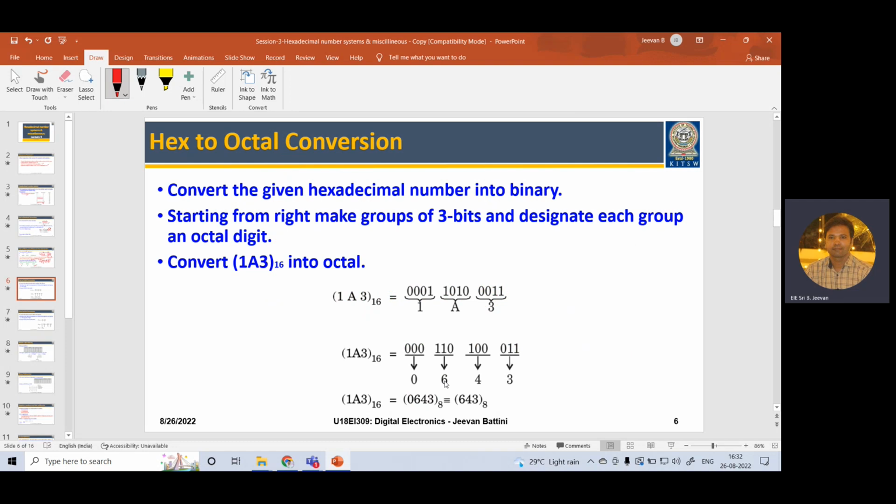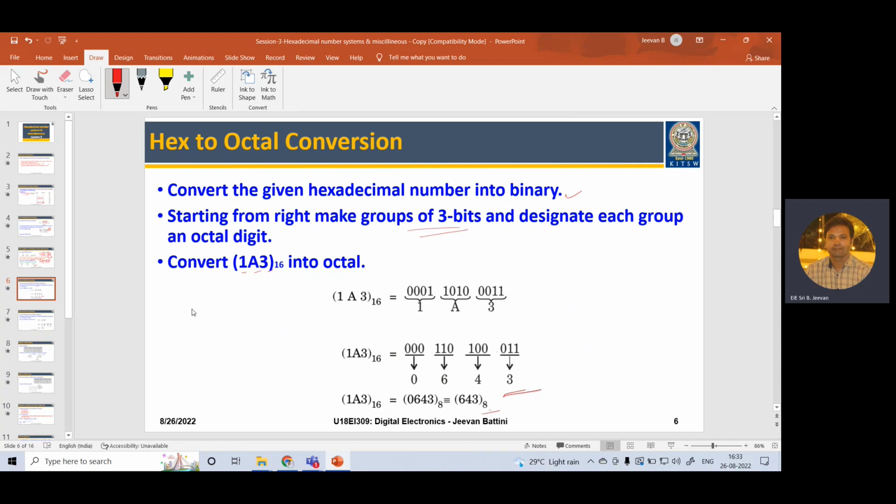Then hexa to octal is also very simple. First convert hexadecimal to binary, then binary to octal by grouping into 3 bits. For example, 1A3 in hexadecimal. Represent each digit with 4 bits in binary, then start splitting into 3 bits. This would be the answer. This is how you do hexa to octal and octal to hexa in a similar fashion, without converting into decimal.